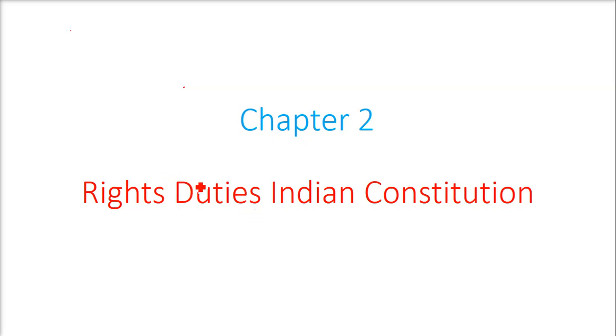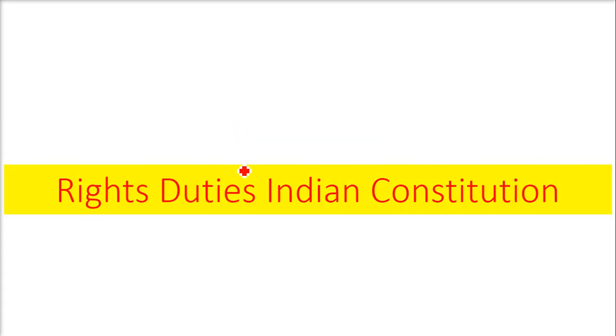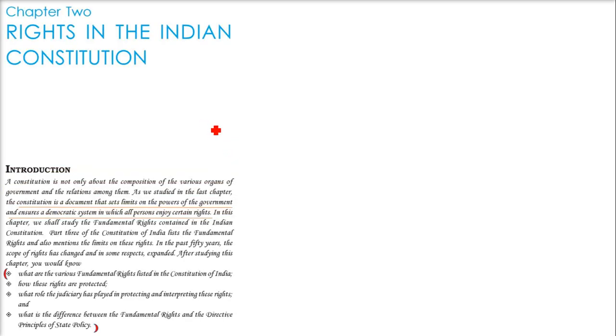We are taking chapter number 2, Rights and Duties in the Indian Constitution. So what are the rights of the citizens and what are the duties of different organs and of course the citizens which are given in the Indian Constitution?